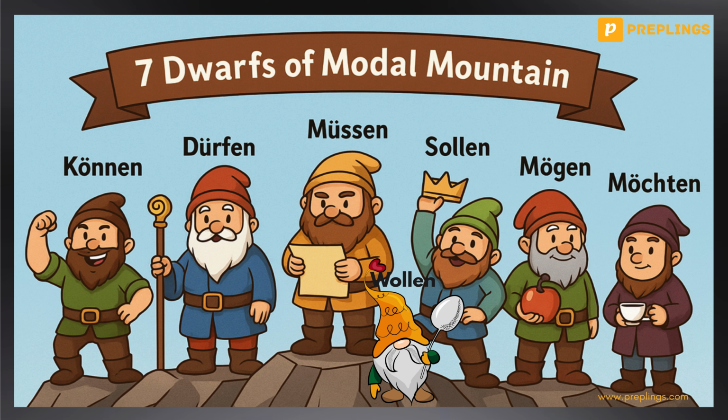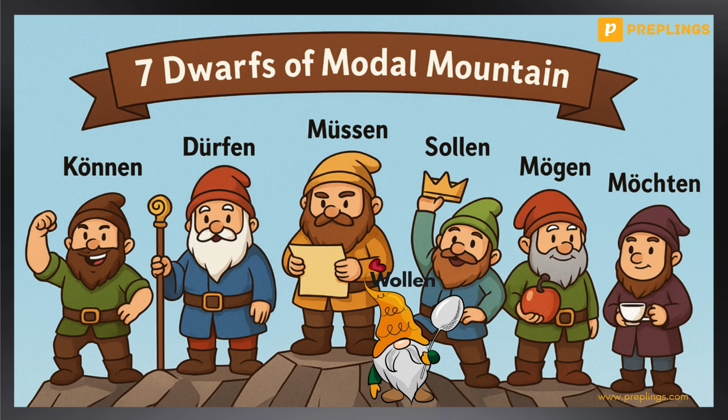Second one. Dürfen. He is a permissions wizard. He is saying, you cannot pass. Third one. Müssen. Is a taskmaster dwarf. He is shouting, you must complete your work. Fourth one. Wollen. The smallest dwarf is a dream chaser. He is always dreaming and saying in his sleep, I want to be king.